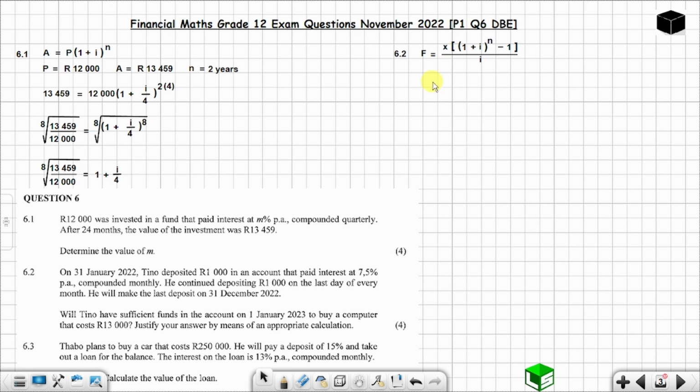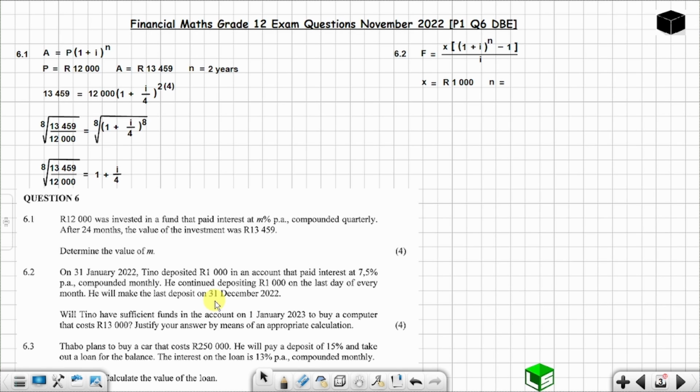So X is equal to 1,000. This is the payment. And N: Tino started on 31st January 2022, and the last deposit was paid on 31st December 2022, the same year. You can count this. End of January, that's 1, end of February, that's 2, end of March, that's 3, until end of December, that's 12.